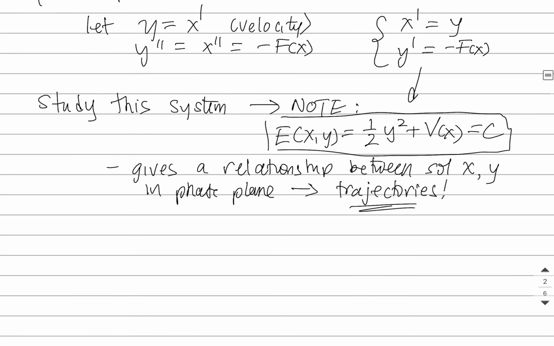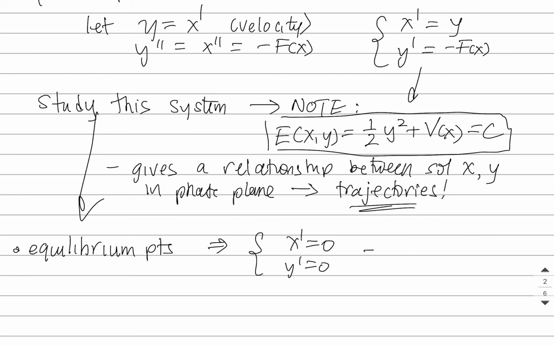So let's go ahead and study this system the way that we've been studying it. We'll talk first about the most important feature here, these equilibrium points. All the behavior seems to center around equilibrium points. Now, to find the equilibrium points, we need to have x prime equals 0, y prime equals 0, which is the same as saying y equals 0 and negative f of x equals 0.